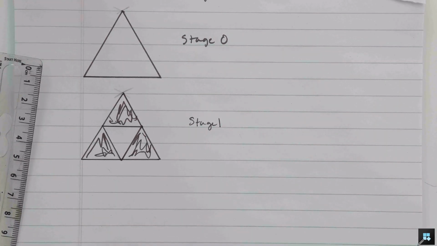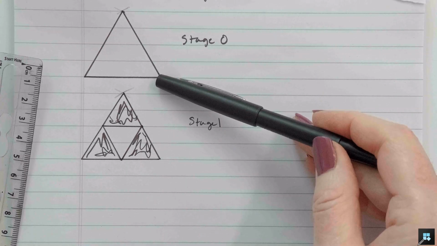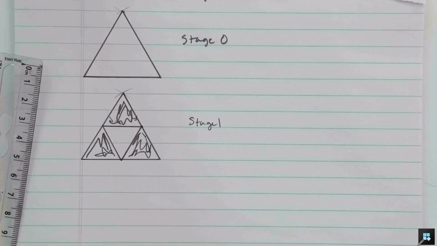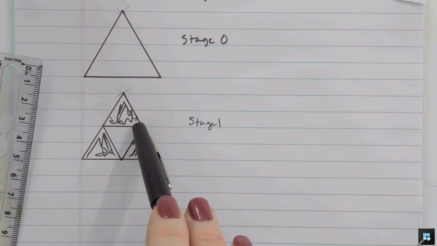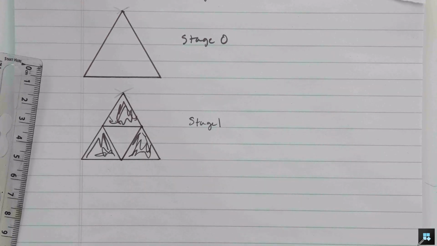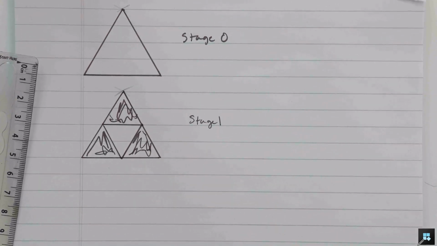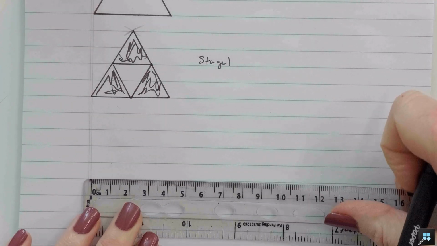Now you don't have to think of building this next stage as removing the empty triangle. You could think of it as stacking 3 stage zeros in a pyramid, right? So if you stack 3 stage zeros in a pyramid, you have the stage 1 in that fashion. In fact, for stage 2 we would take 3 of these and stack them in a pyramid, but it looks the same as if we take an upside down triangle out of each right side up triangle. So let's draw the next stage. We'll take an upside down triangle out of each of the 3 right side up triangles.